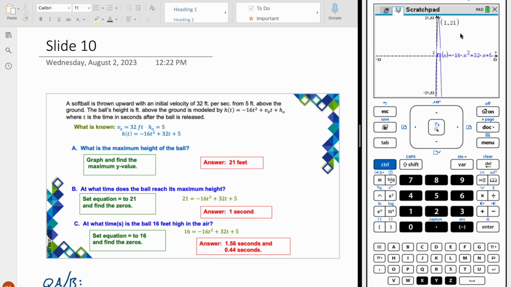What this means is that after a certain period of time, it will reach its maximum height. So the x, which is our 1, is the amount of time that has passed. So after 1 second, the ball will be at its maximum height of 21 feet. Our answer here would be 21 feet.